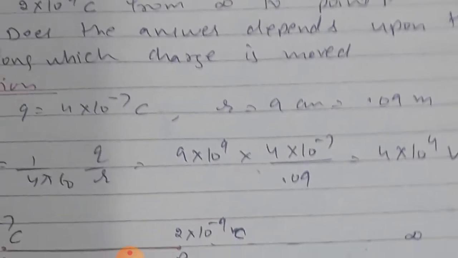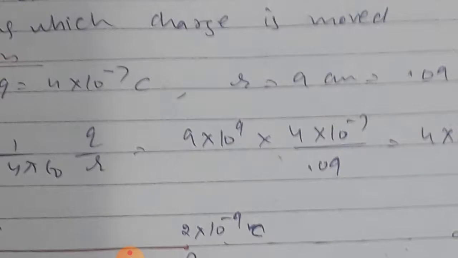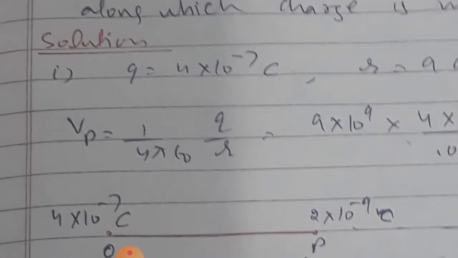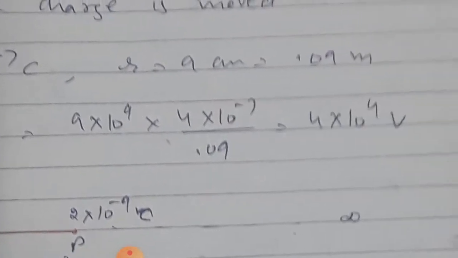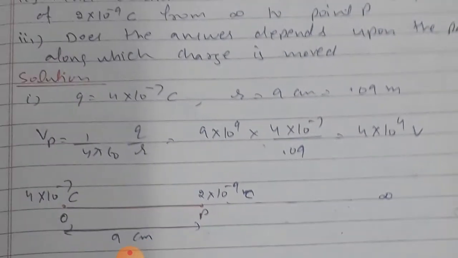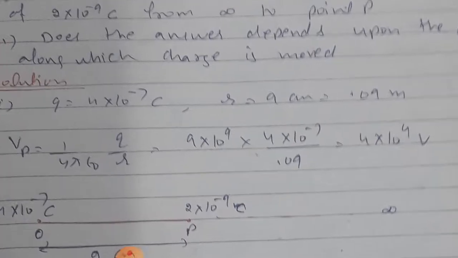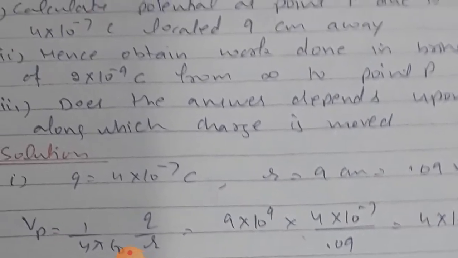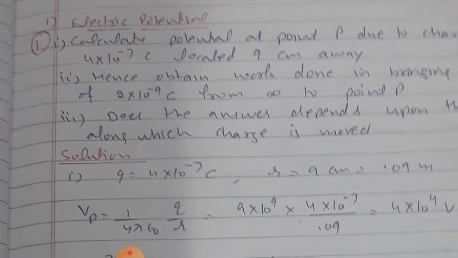On putting both these values, we solve the equation for potential, and it comes out to be 4 into 10 raised to power 4 volt. Simply what we had done, we had put all the values in the formula for electric potential at any point due to point charge. So first part is completed. Next, let us come to the second part.